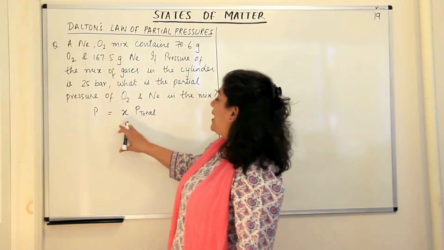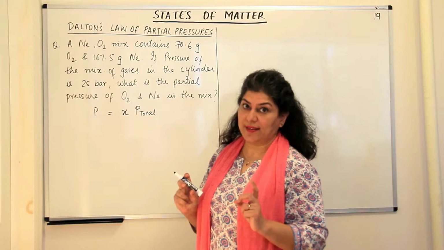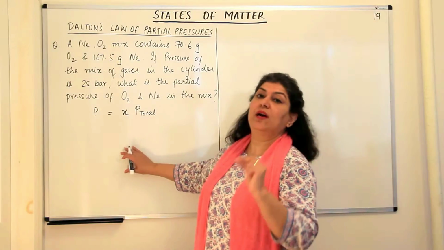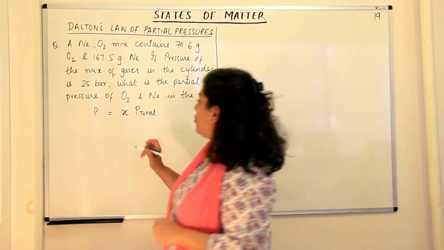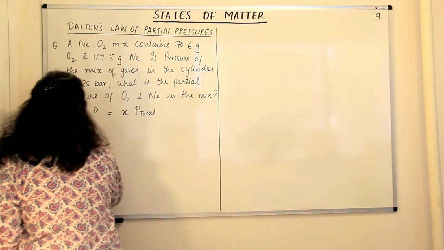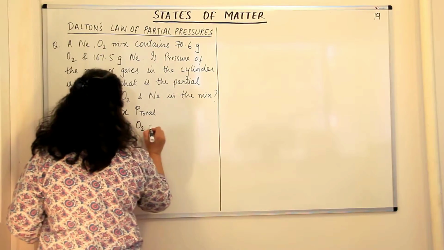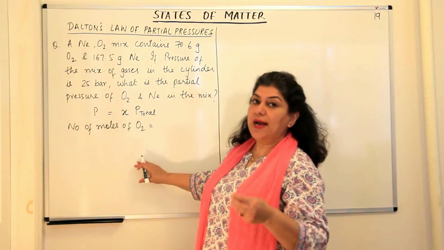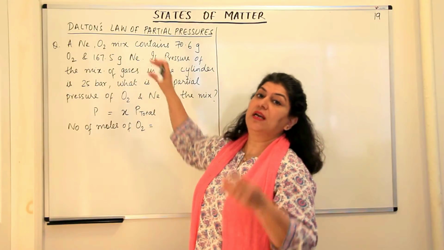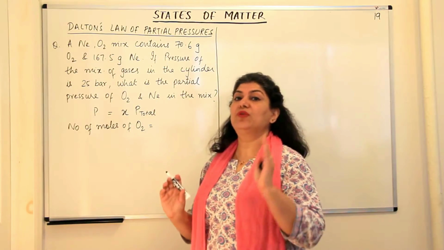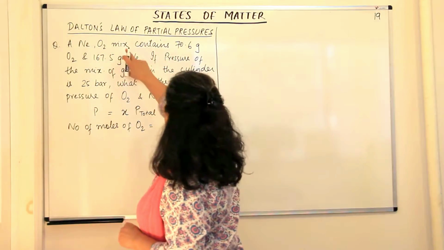In order to arrive at the mole fraction, we must first know the number of moles of each gas. So our first step would be to find out the number of moles of both the gases. So let us start with finding out the number of moles of oxygen. Well, how do you find out the number of moles? The mass given divided by the molar mass. The mass given should be in grams, divided by the molar mass in grams will give you the number of moles.